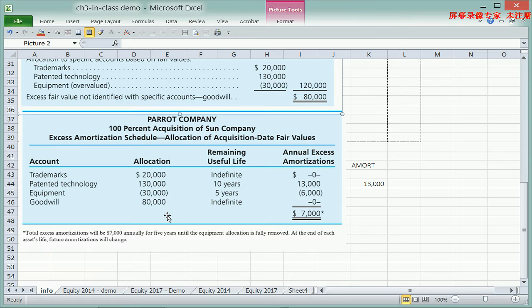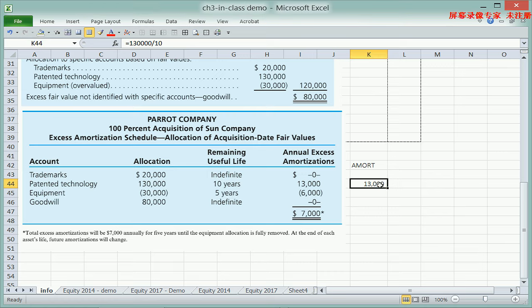Next, we can calculate the amortization from the allocation table. We can see that, for example, the trademarks are not amortized because they do not have a definite useful life. For patent, it has a 10-year useful life, so it was amortized by $13,000 per year. This number is calculated as the difference, the allocation, $130,000 over the 10 years. So every year we amortize $13,000.